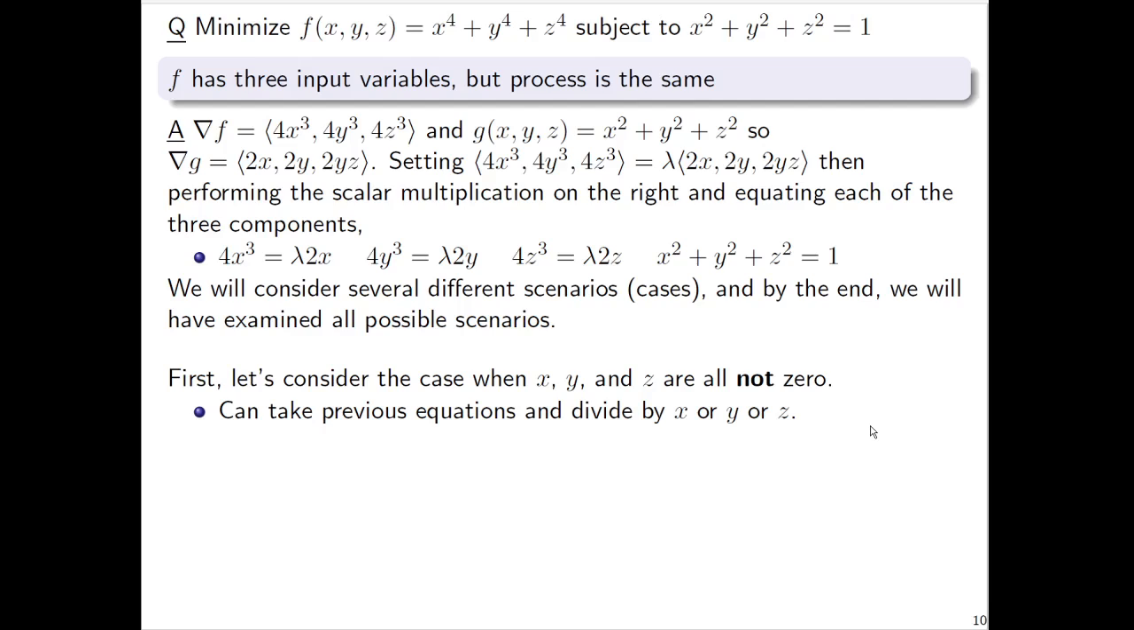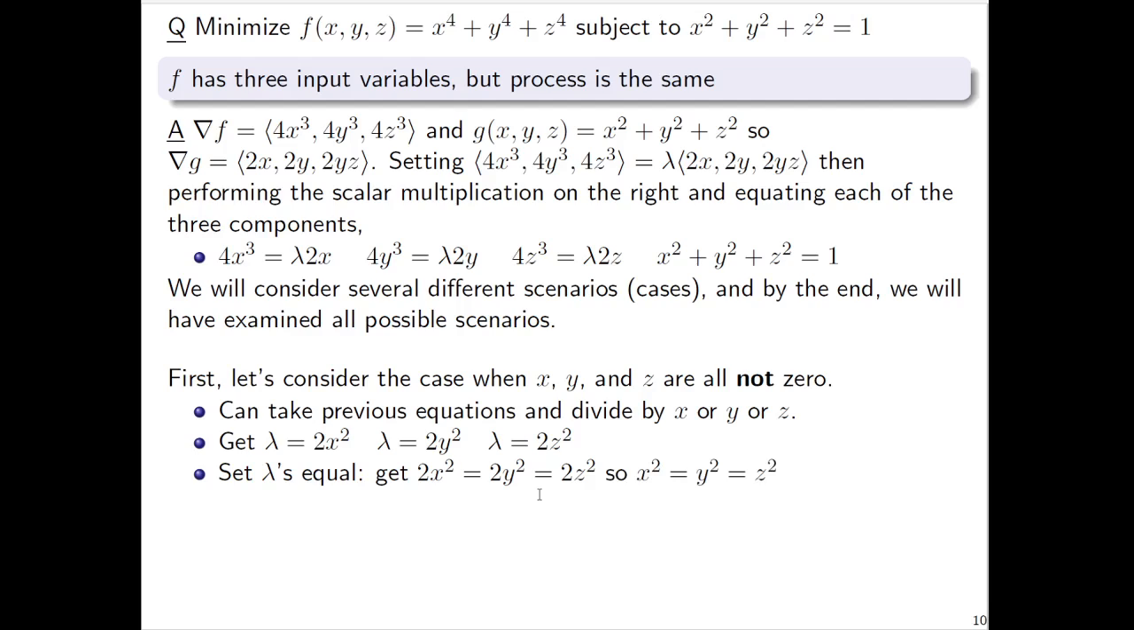If x, y, z are all not 0, then we can divide by x, or by y, or by z. So we get lambda equals 2x squared, if you take the first equation and divide both sides by x. Similarly, lambda equals 2y squared, lambda equals 2z squared, and since these are all lambda, let's set them all equal to each other. So 2x squared equals 2y squared equals 2z squared. Divide all 3 sides by 2: x squared equals y squared equals z squared. Now, how is that possible?